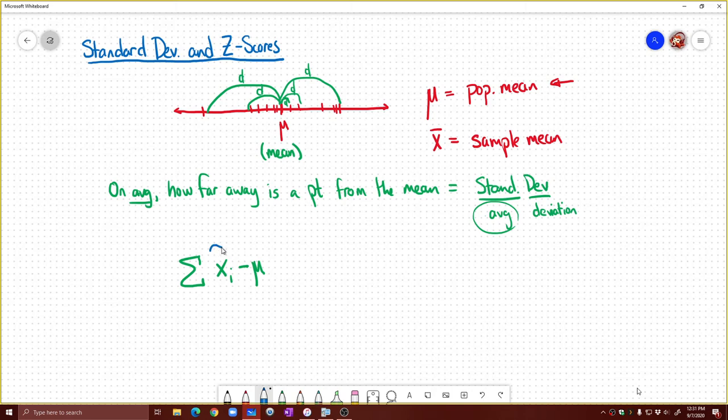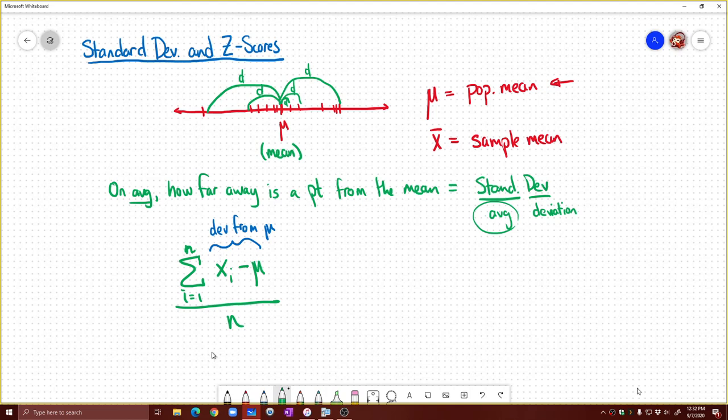So this would be the deviation from the mean. And I'm going to add up all those deviations, however many there might be. So this is from 1 to, not an infinite number, but a finite number of data points. So I'm going to add up all my deviations, and then since we want an average, I'm going to divide by the number of data points that there are.